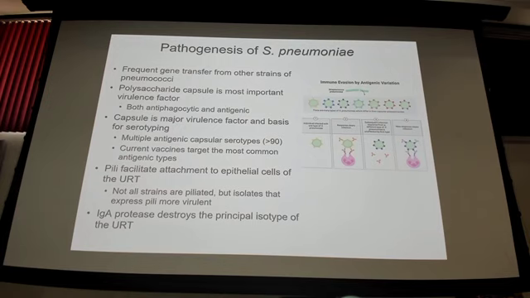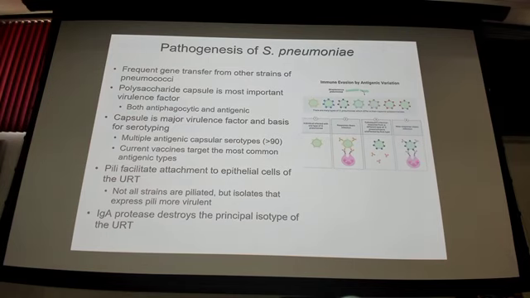I apologize, it's not very high resolution, but it's just showing you that your immune system sees one kind of bacteria, strep pneumo. You raise a good antibody response against it, and then you get a second infection that has a completely different antigen that is recognized on the surface. So you have to start all over again. It's very, very difficult.